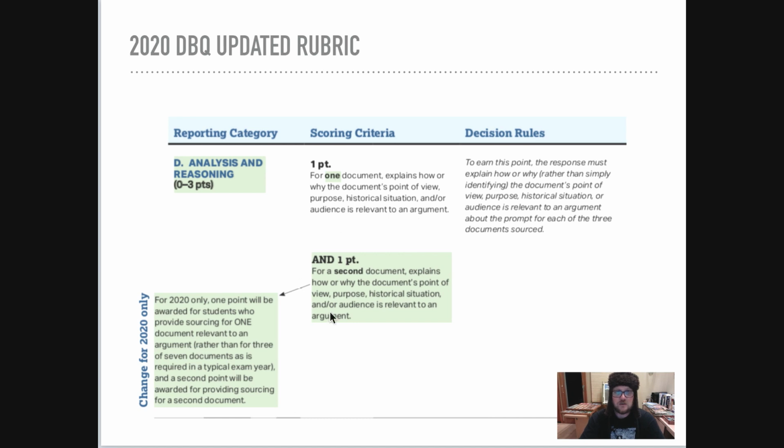To get a second point here, you can do this for a second document, explaining, again, the artist's or author's point of view, the purpose, historical situation, or audience for the second document. Again, for 2020 only, 1 point will be awarded for students who provide sourcing of 1 document relevant to an argument, rather than the 3 of the 7 documents required in typical exam years. And a second point will be awarded for providing sourcing for a second document.